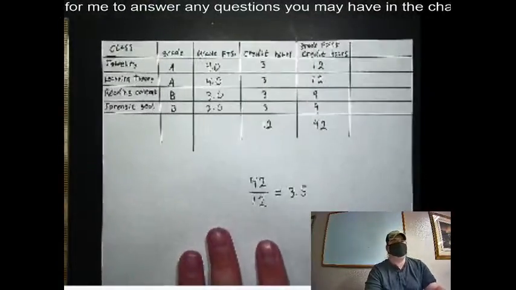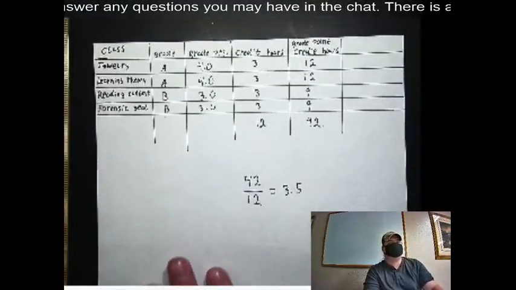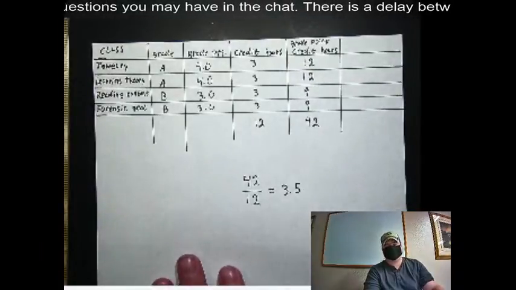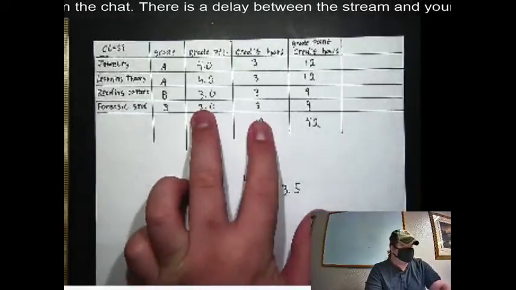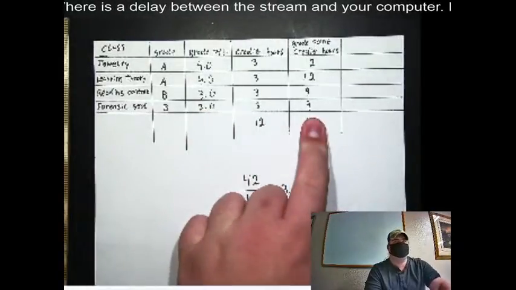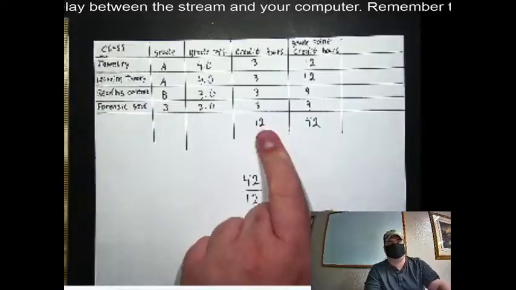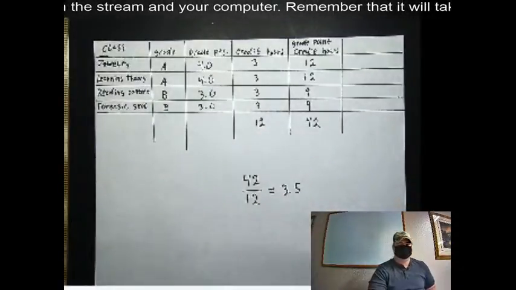So, that would be how you calculate GPA. And again, GPA is calculated as a weighted mean. Okay? So we have our values and our weights. We figured out the weighted value and then divided it by the sum of the weights.